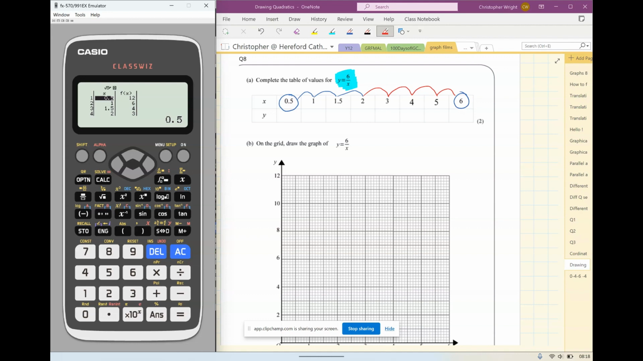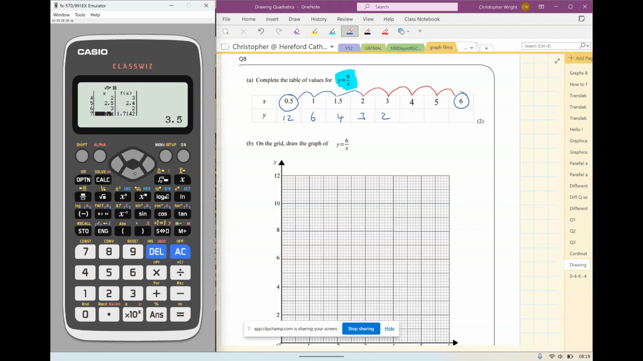So looking at the calculator display here, you can see x is 0.5, f of x will be 12. X is 1, 6. X is 1.5, 4. X is 2, 3. Now from now on, I need to be slightly careful because I do not need all the values that my calculator is producing. Right, on the question paper, it wants the y value when x is 3. So that's here on row 6. That's going to be a y value of 2.